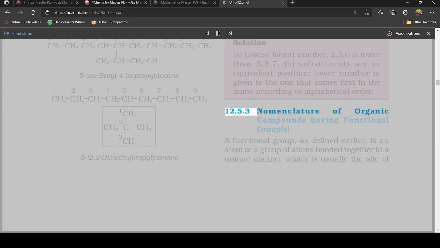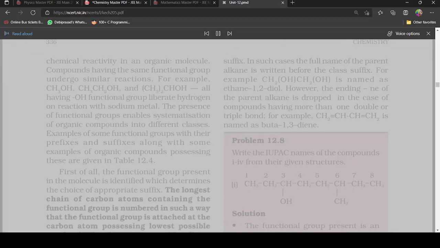Nomenclature of organic compounds having functional groups. A functional group, as defined earlier, is an atom or a group of atoms bonded together in a unique manner, which is usually the site of chemical reactivity in an organic molecule. Compounds having the same functional group undergo similar reactions. For example, CH3OH, CH3CH2OH, and others, all having the OH functional group, liberate hydrogen on reaction with sodium metal.